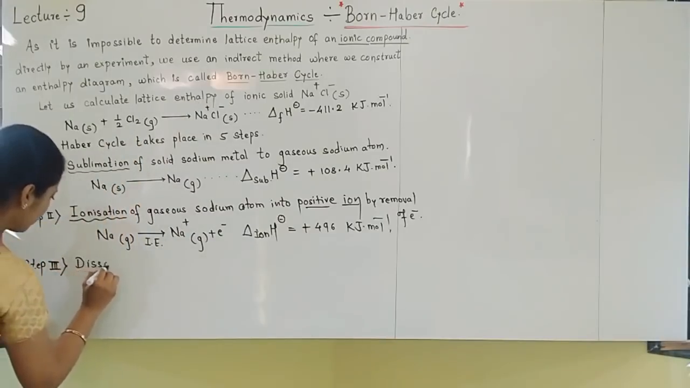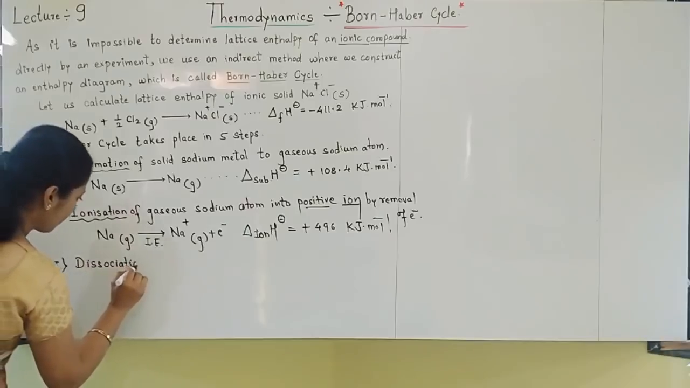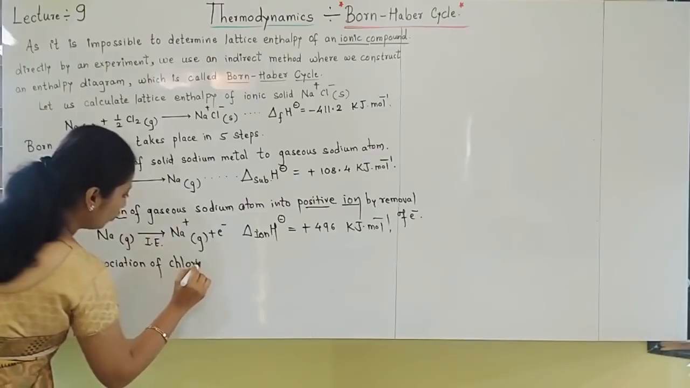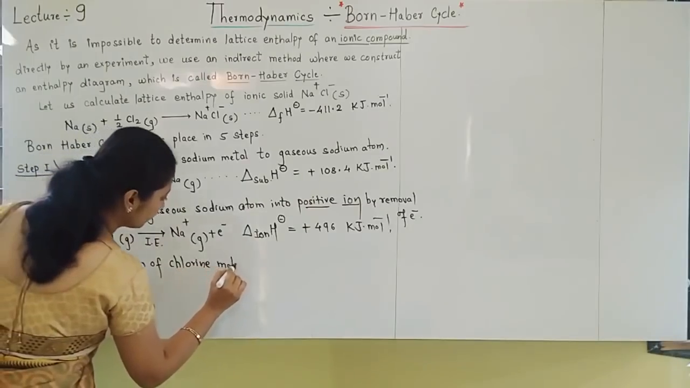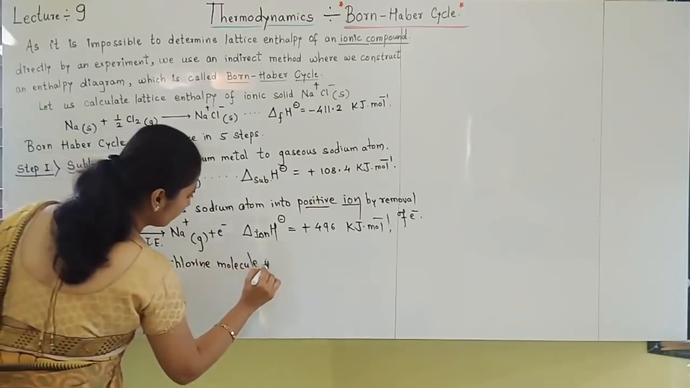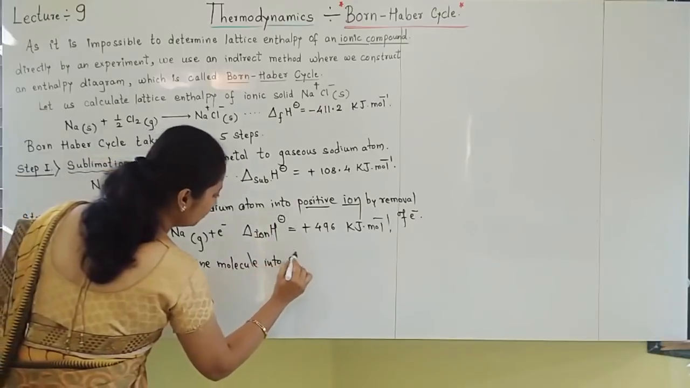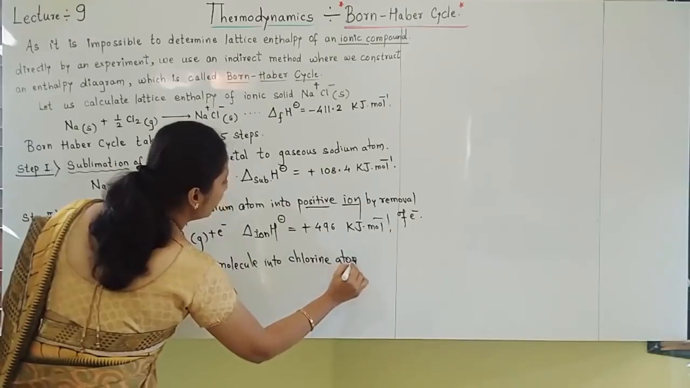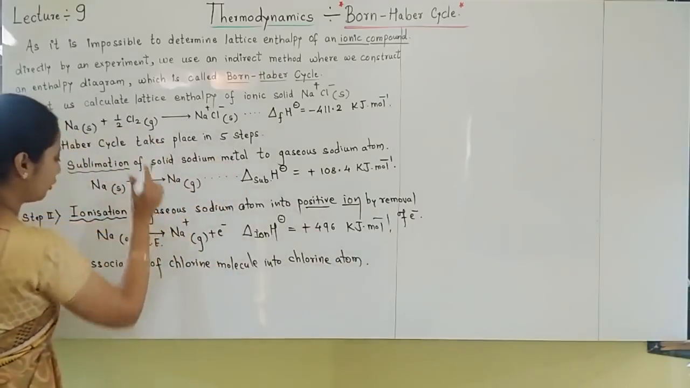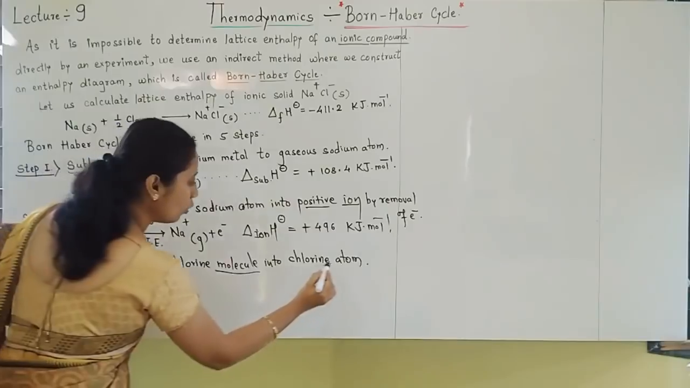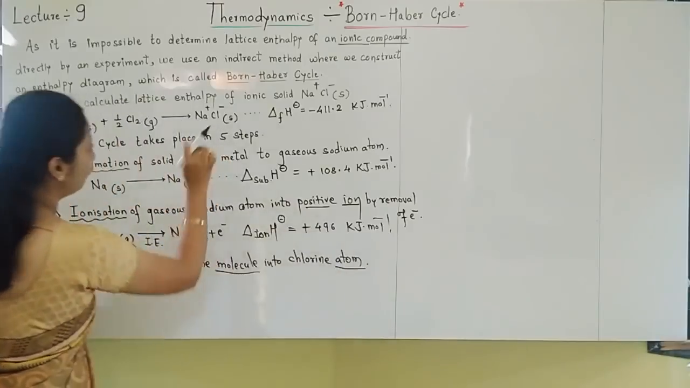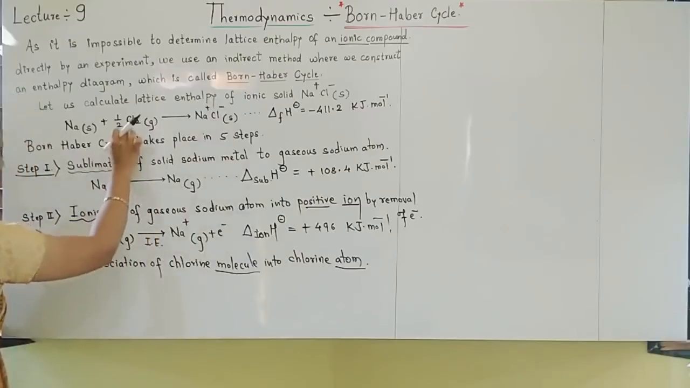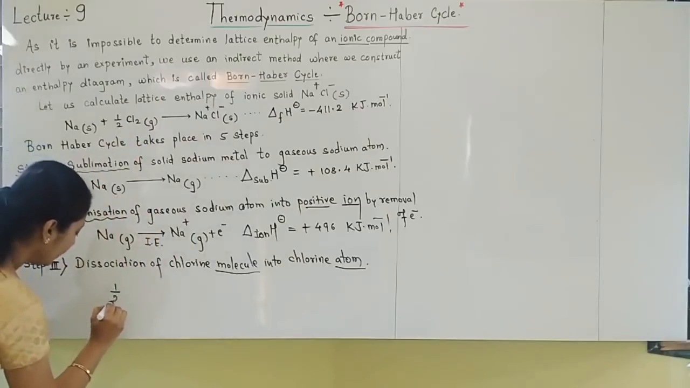Then let us take the dissociation of chlorine molecule into chlorine atom. See student, because Cl2 is a molecule, we want only one atom. We want only one Cl, that is an atom. So we should dissociate this molecule.